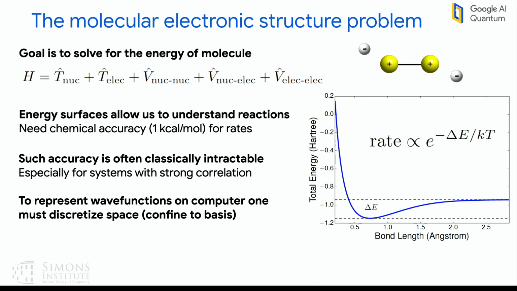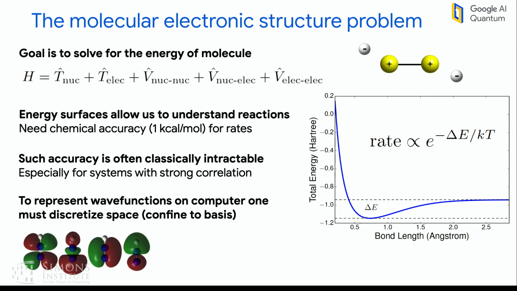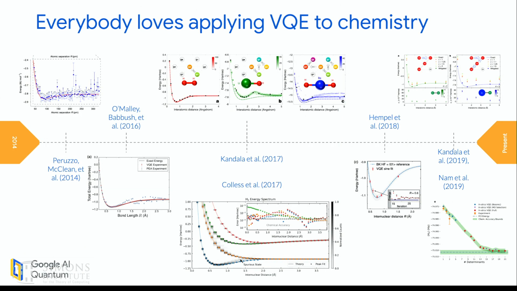So finally, I should say that to represent the wave function on a quantum computer, we have to confine it to some basis. So usually we're thinking of a basis of orbitals, like molecular orbitals shown here. And we're usually working in second quantization. So for instance, if we have 4 orbitals, which are places that electrons could be, we'll have 4 qubits, and each qubit represents one of those orbitals. It's 1 if there's an electron there, and it's 0 if it isn't.